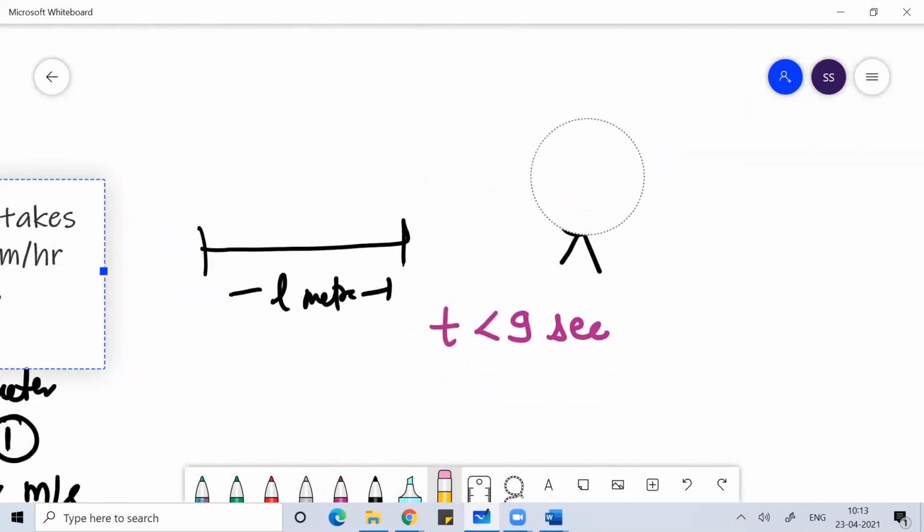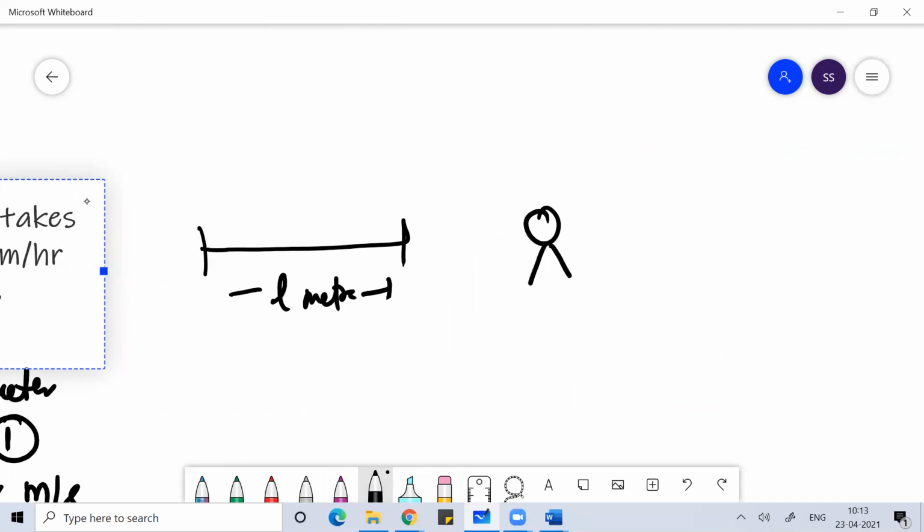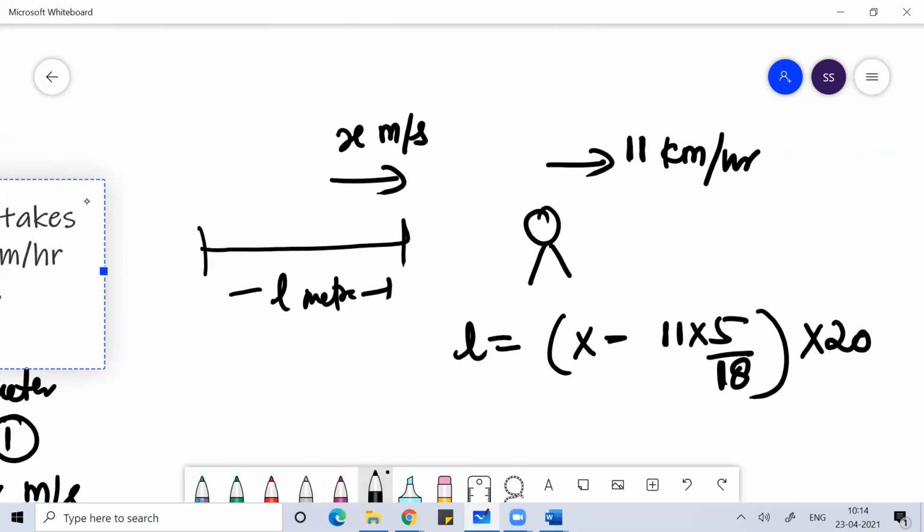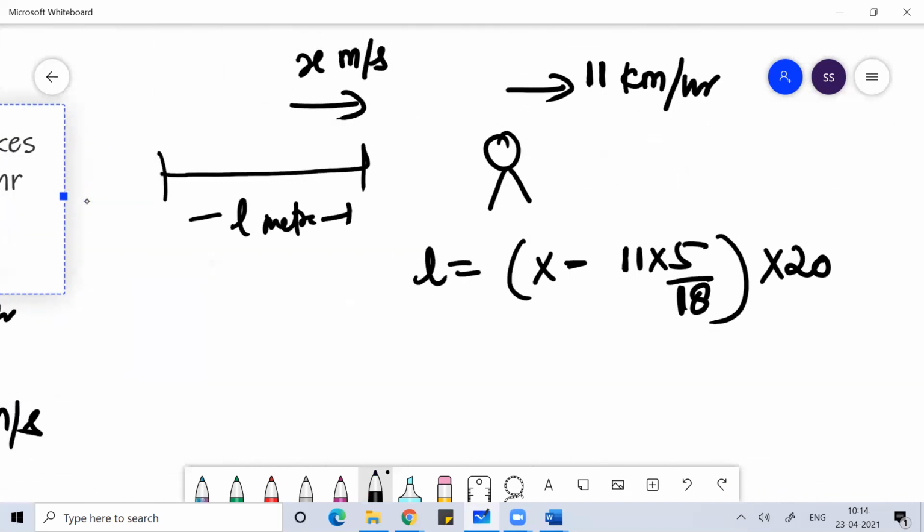That means this person and the train are both running in the same direction. The train is running at x meter per second, and this person is running in the same direction with a speed of 11 kilometer per hour. I hope you understood this. I can write L is equal to (x minus 11 into 5 by 18, to convert into meter per second) times the time the train took to cross this person, which is 20 seconds. In place of L, I can write 9x. So 9x is equal to 20 into (x minus 55 by 18).